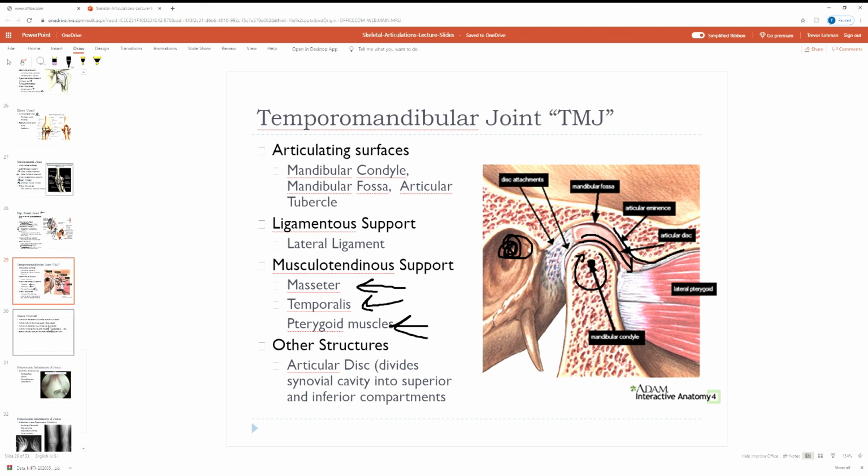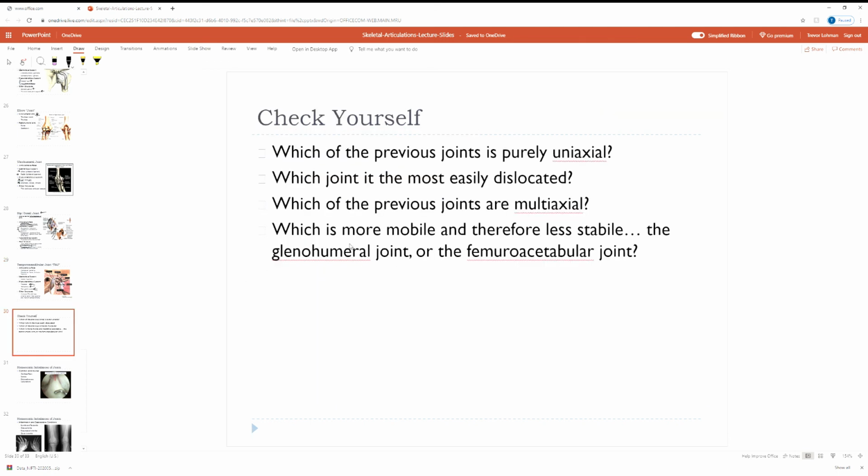I think that's it for the TMJ. Check yourself. What is purely uniaxial? We're going to go into this more in that other video I promised, talking about the joint types. But let's just think about it.